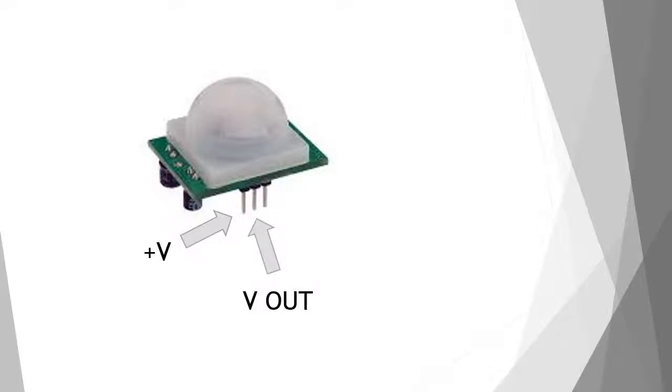Our middle pin is the voltage out. That's what is going to send out a signal that we're going to read with our Arduino. And then the final pin is going to get hooked up to the ground. The way this works is when it's triggered, it sends out a 5 volt signal from that middle pin, and then we can read it on our Arduino. And when it's off, it's going to send out no signal.